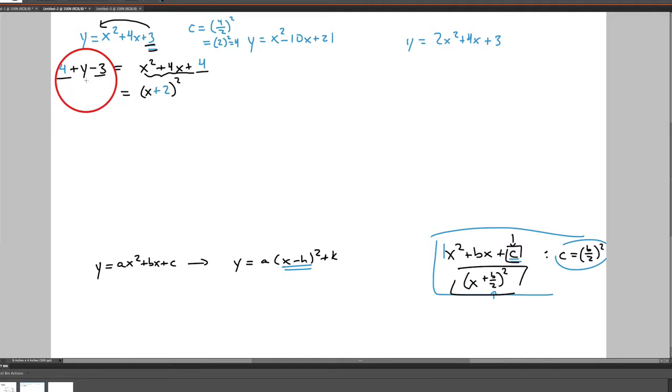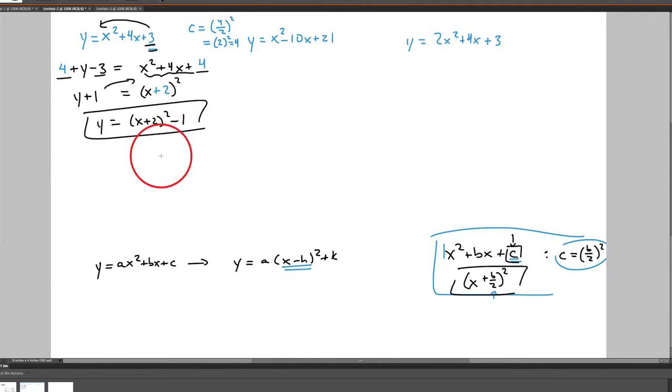On the left side, all I'm going to do is combine like terms. I got y plus 1. So the only thing I have to do to put this in vertex form is move the 1 back over. We say y equals (x plus 2) squared minus 1. So it's pretty easy now. We can find the vertex is at h, k. We have negative 2, negative 1.